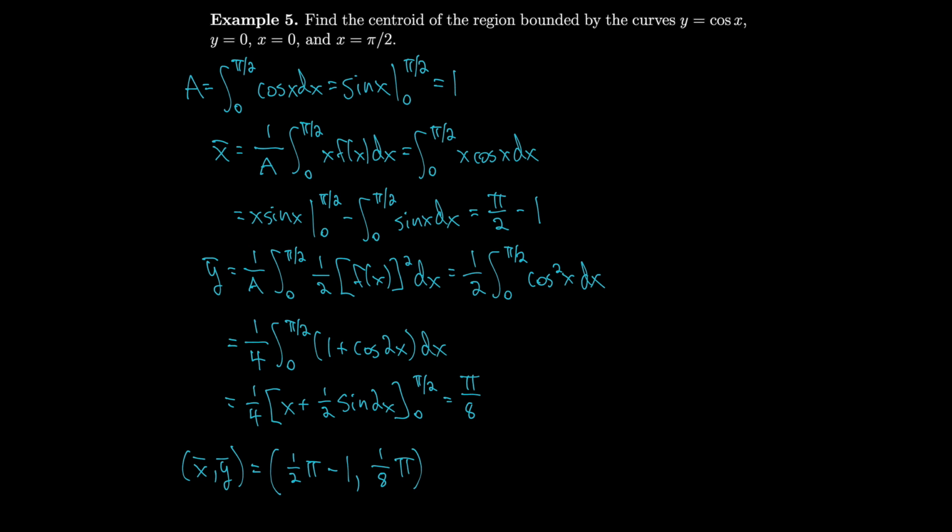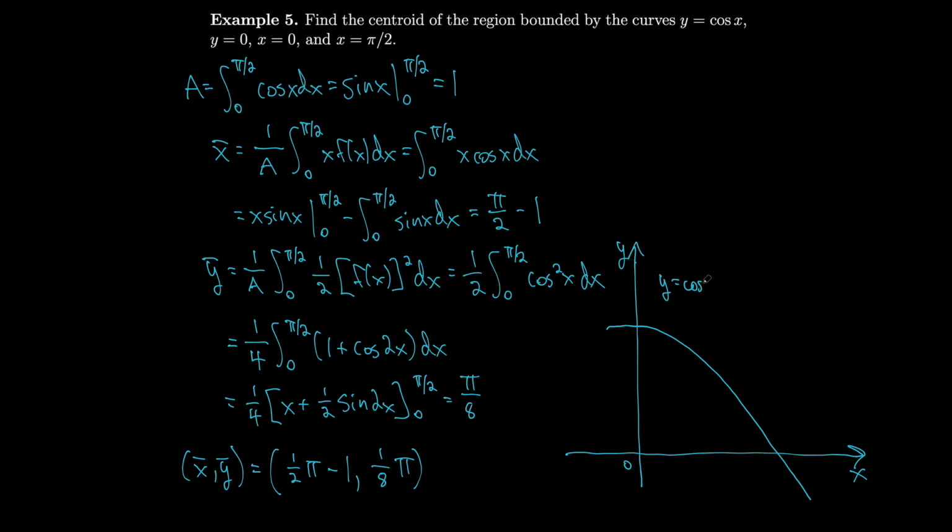If we try drawing this. Couldn't decide if I really wanted to, but I will. Okay, so that's cosine, very roughly. And it intersects the x-axis at pi over 2. And our centroid is around over here at pi over 2 minus 1, pi over 8, as we just calculated.